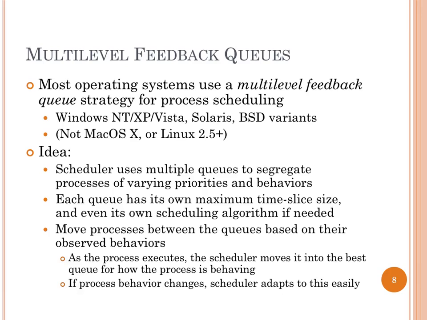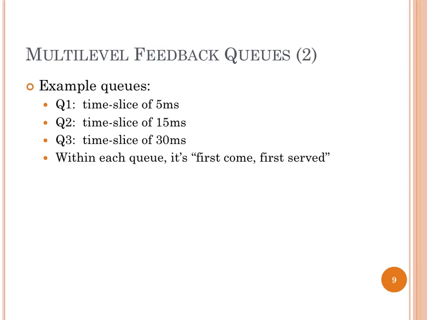And the neat thing is, because process behavior may change, I can still observe that, and then I can go ahead and move it over time so I can adapt to a change in behavior. Here's some example queues, 5 millisecond, 15 millisecond, and 30 millisecond time slices. And we're going to keep it simple. We're just going to do a first come, first serve scheduler here. Yeah, I mean, you can actually think of this as being round robin within each queue. Just want to make sure I didn't steer you all wrong.